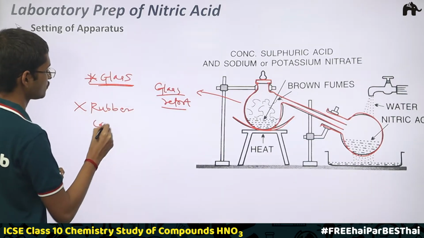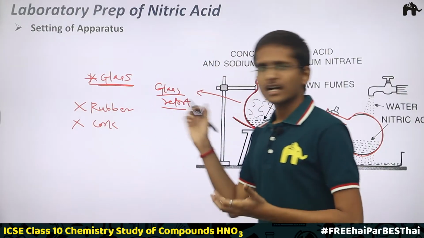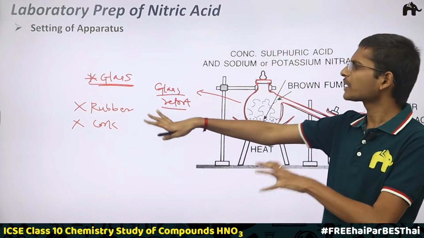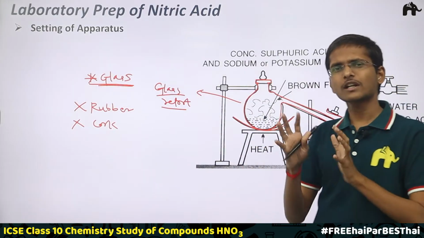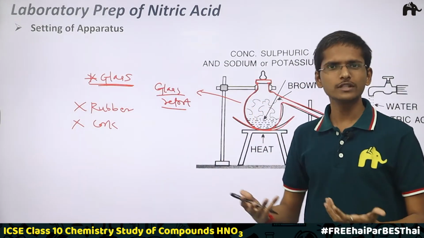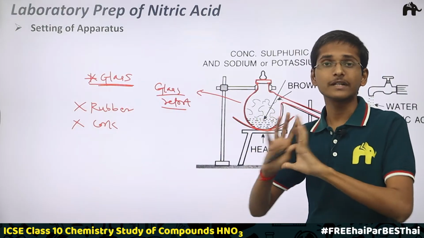Now why is this so? This question can be asked. Very simple: the nitric acid which we are going to prepare attacks rubber and cork. We don't want our nitric acid to attack anything else. We want it to get prepared quietly so that we can use it. So we are using apparatus made completely of glass.